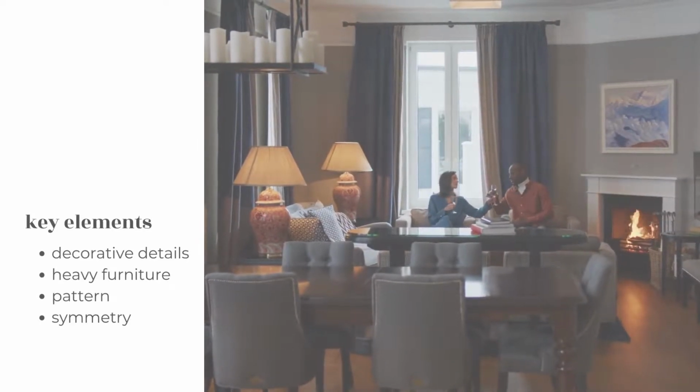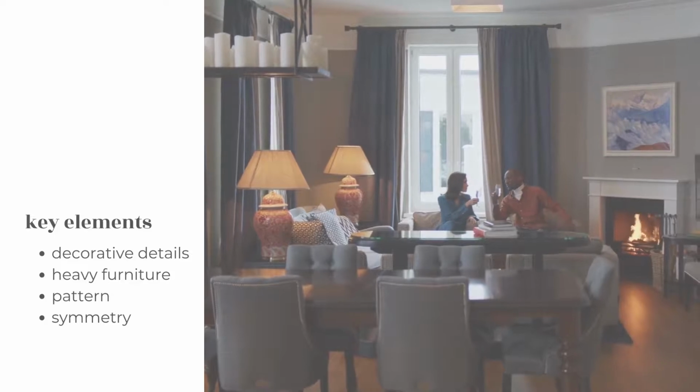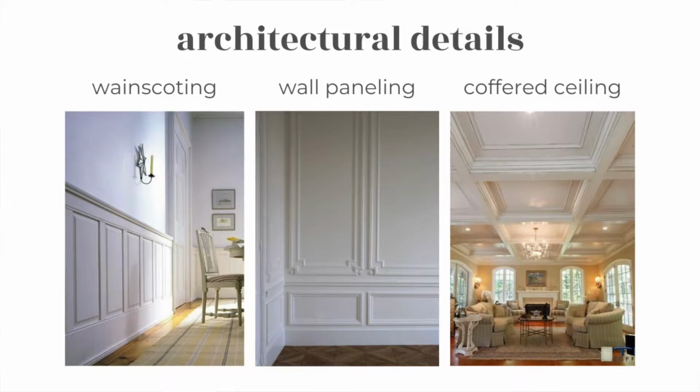So which elements are regularly used in the traditional design style? First, we'll talk a little bit about some architectural details. My favorite thing to talk about is always architectural details, so we'll start there. In traditional style homes, you'll see crown molding, wainscoting, paneling, coffered ceilings, you may see some large columns, and you'll see just in general a lot of molding and more detail than what we see in today's contemporary design.